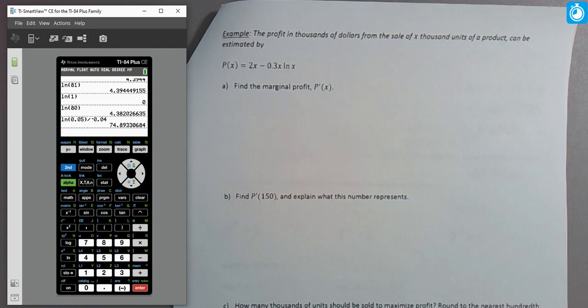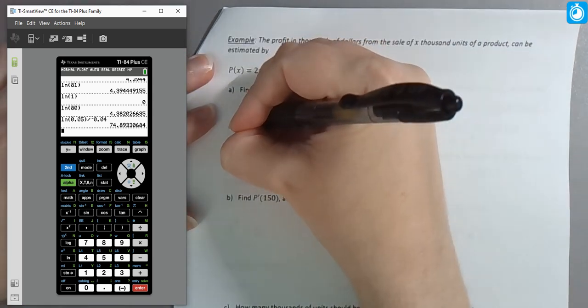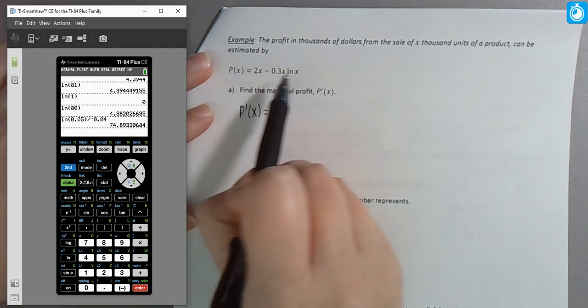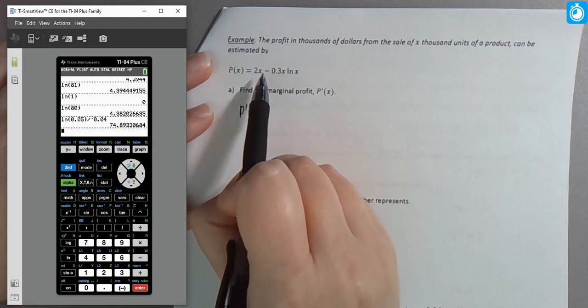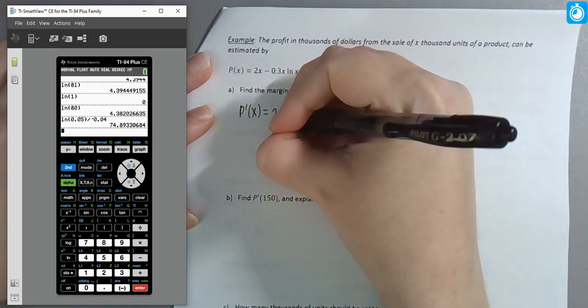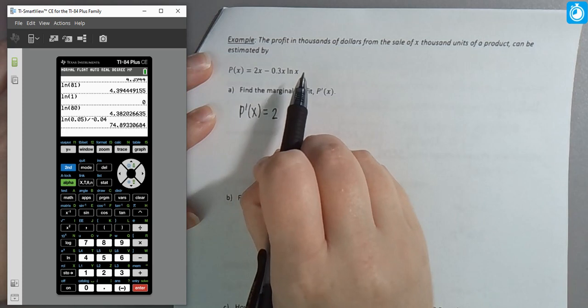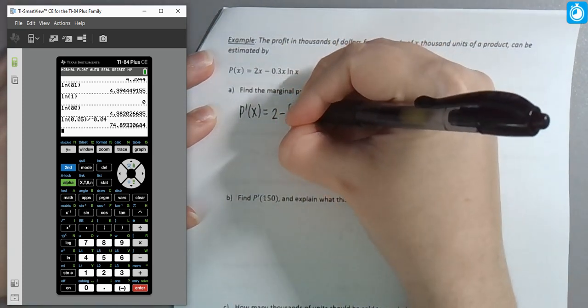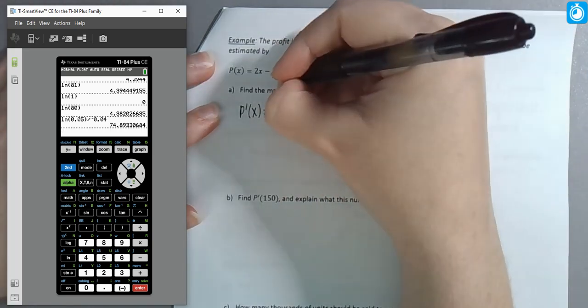So the first thing we want to do is find the marginal profit P prime of x. So not a specific value at a specific value of x, but essentially the formula for marginal profit, otherwise known as the derivative. So P prime of x, we're going to take the derivative of this function. Now the first term, we can just use the power rule, so that's just going to be 2. Now for the second term, it's going to be a product rule. So I'm going to go ahead and put the subtraction, and then we're going to subtract the whole derivative.